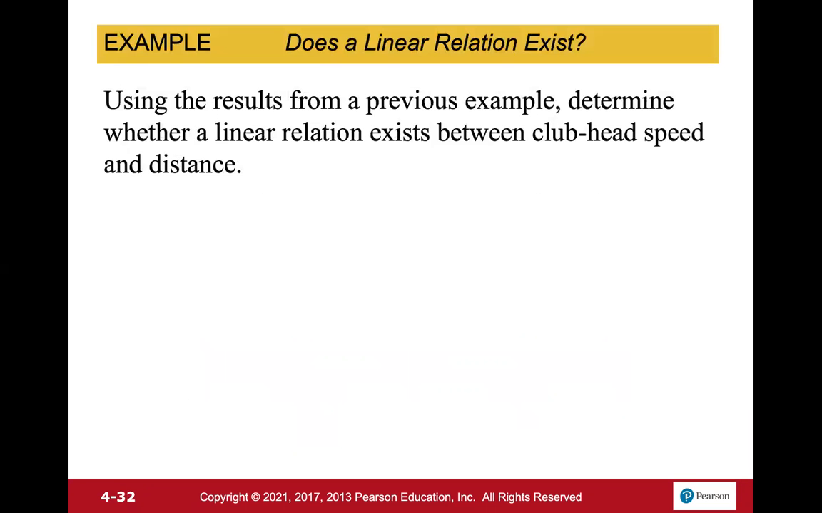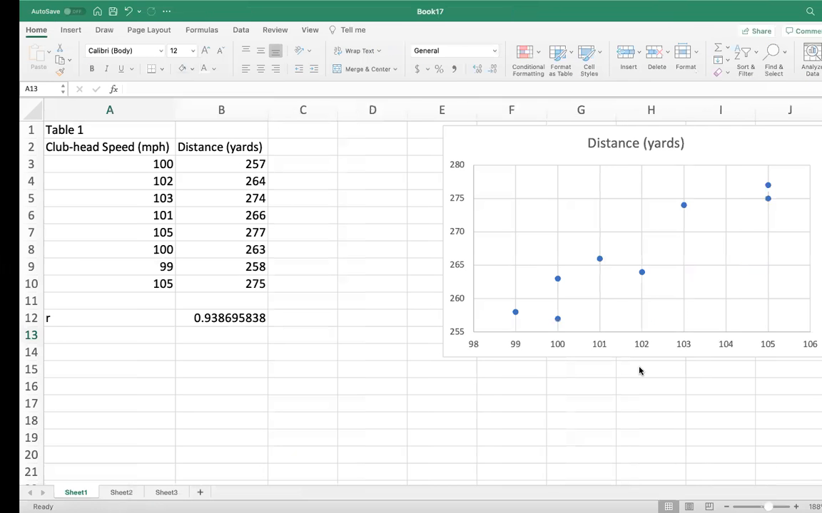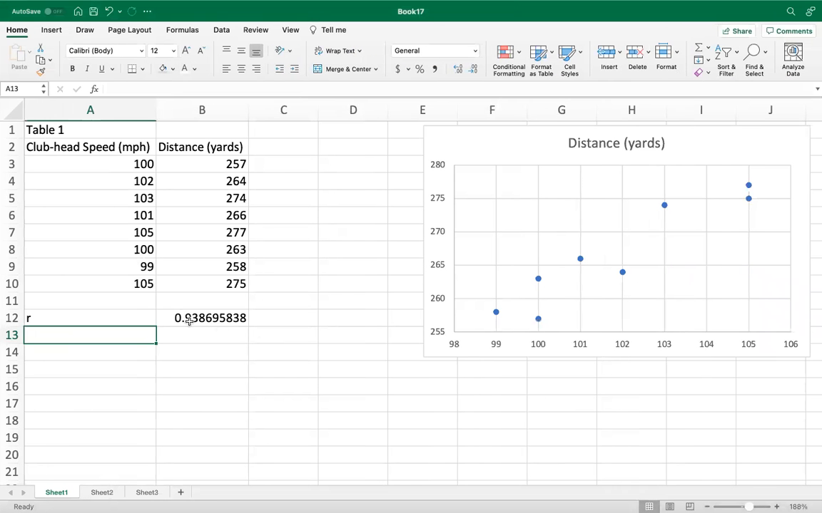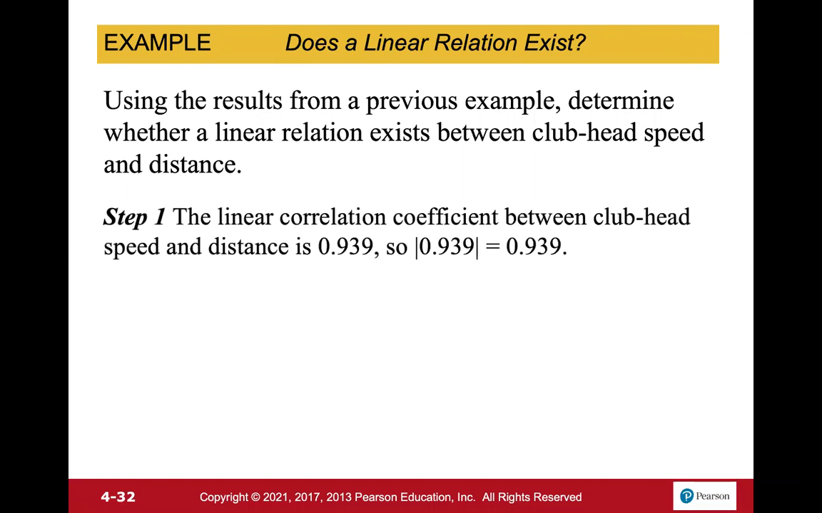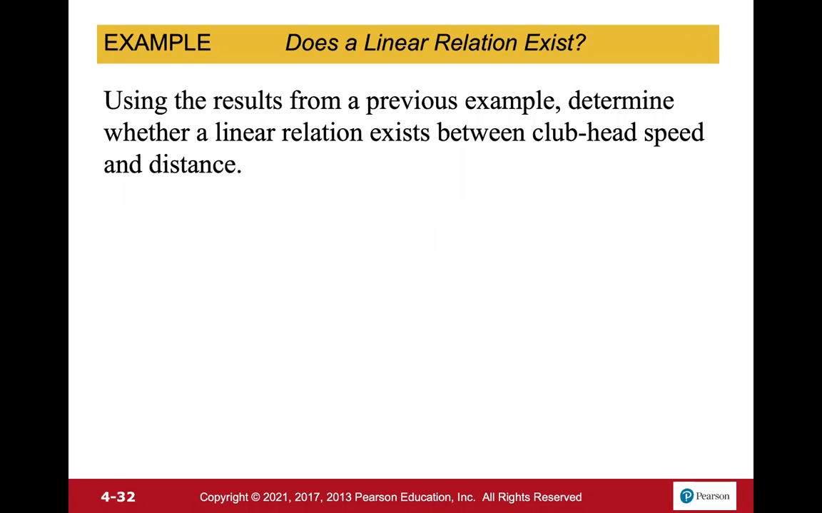So using the results from a previous example, determine whether a linear relation exists between club head speed and distance. So we're going to use this to determine whether it's significant or not. All right, so let me show you how to find that in your book.